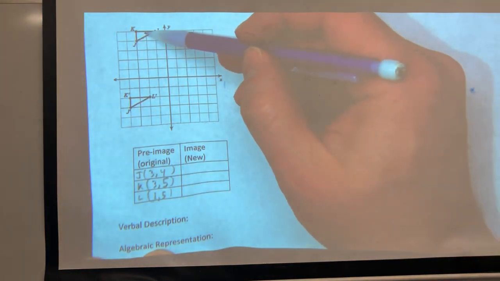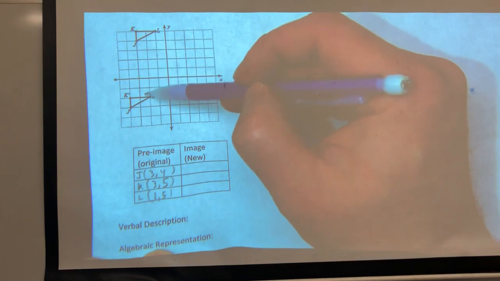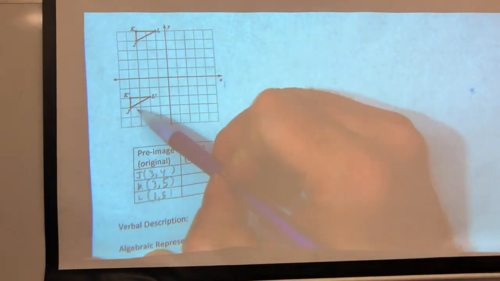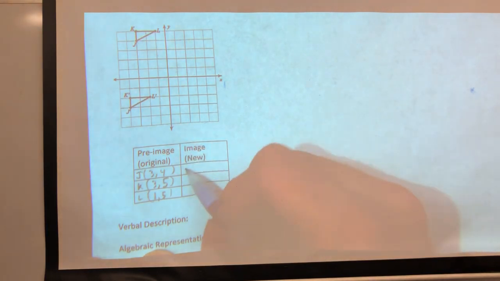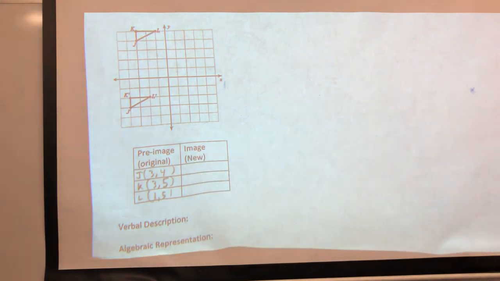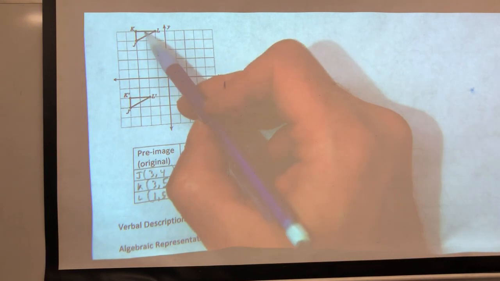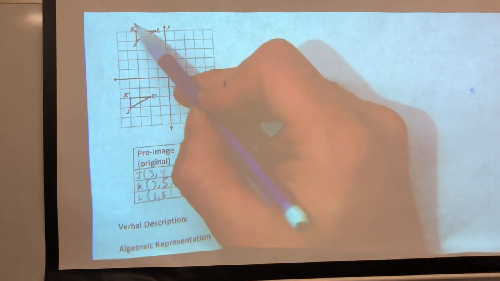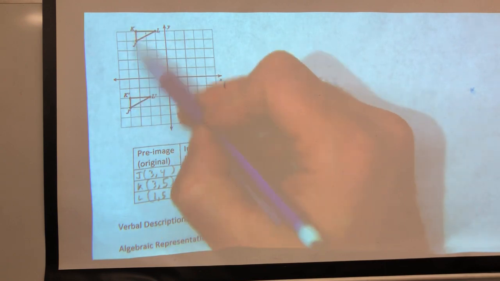And so this shape is going to translate, right? Slide left and down. You can see it goes left and down. And actually, let's describe the move first, and then we'll record those coordinates. Just choose any point and move it to the corresponding point. So K is going to move to K prime.